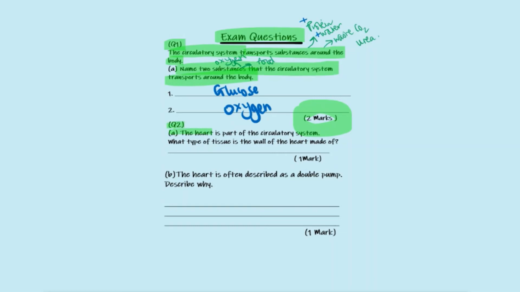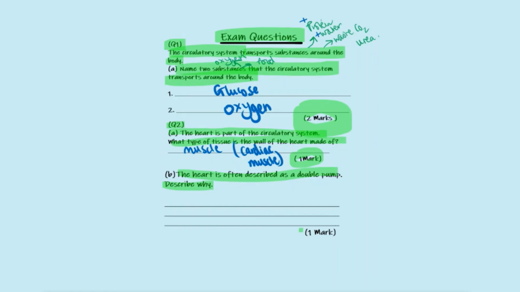Question 2. The heart is part of the circulatory system. What type of tissue is the wall of the heart made from? And this is worth 1 mark. We just mentioned that the wall of the heart was made up of muscle tissue and in particular the cardiac muscle. Part B. The heart is often described as a double pump.